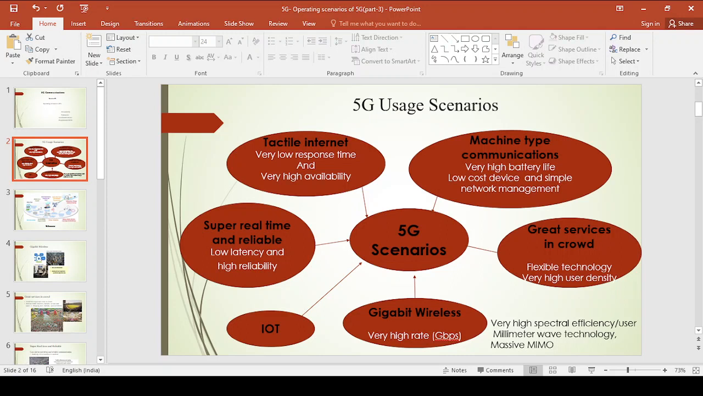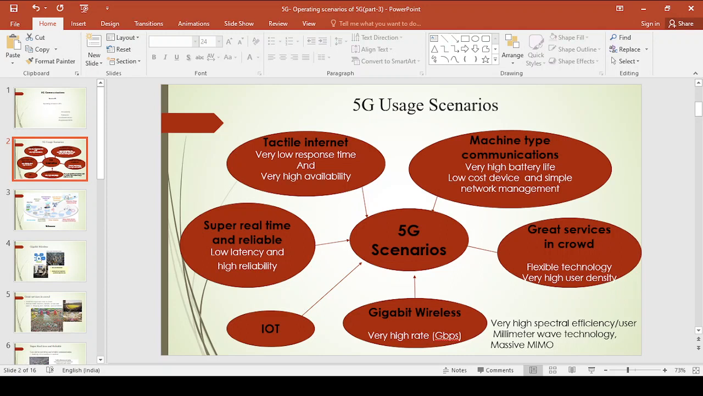Now coming to the first usage scenario, we have tactile internet, right? This tactile internet is one of the usage scenarios of 5G, through which a user can access the internet at very less amount of delay. That means internet access by the user happens at very less delay time. This is the main motto of tactile internet, the very low response time, as I have represented over here.